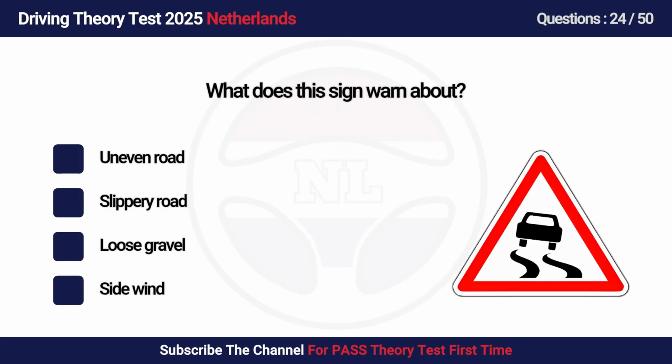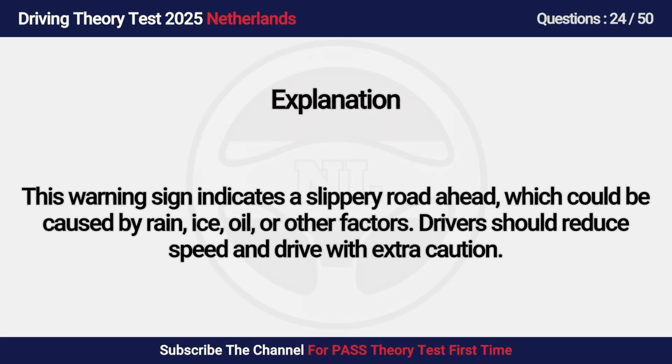A. Uneven road. B. Slippery road. C. Loose gravel. D. Side wind. Answer is B. Slippery road. This warning sign indicates a slippery road ahead, which could be caused by rain, ice, oil, or other factors. Drivers should reduce speed and drive with extra caution.